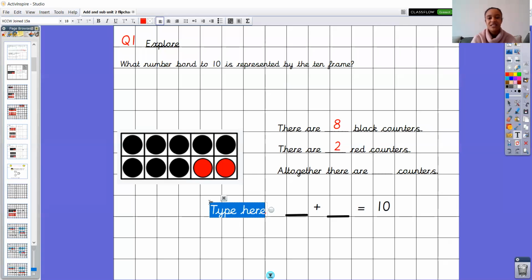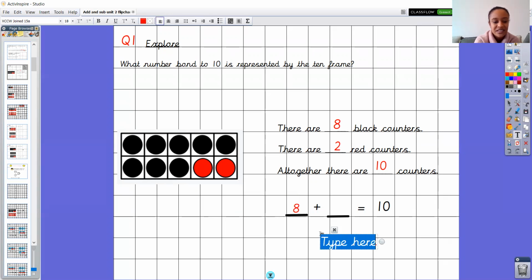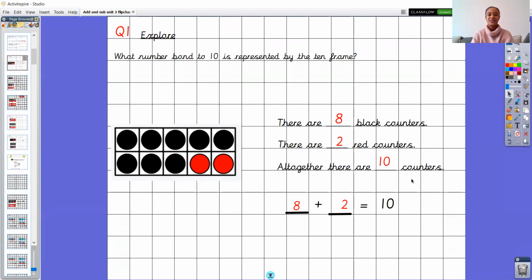Altogether, there are something counters. Well, I've told you we're trying to find the number bond to 10. I've also given you a little clue here. We can see a full tens frame, which means there are 10 counters altogether. Brilliant. So now we can see our part and our part and our whole. We know our number sentence is 8 add 2 equals 10. Can you show me that with your actions with me? Ready? 1, 2, 3. 8 add 2 equals 10.